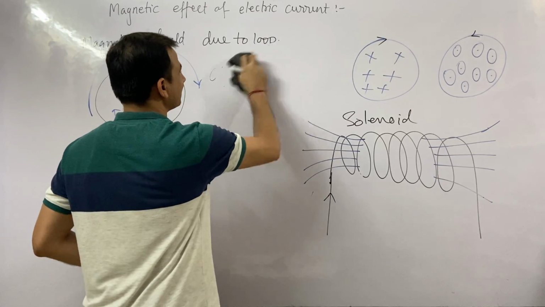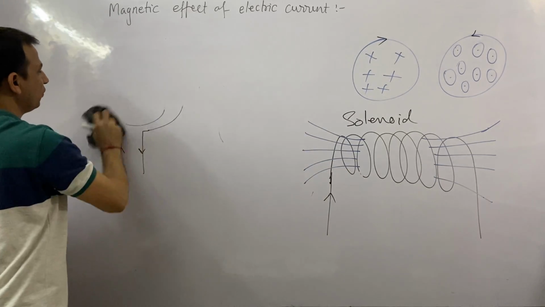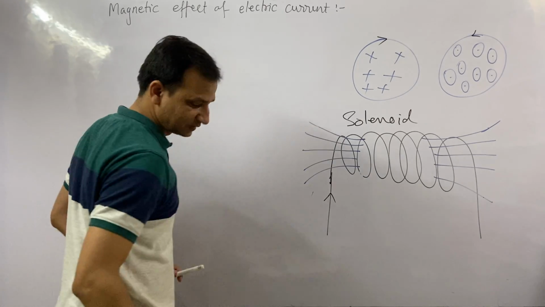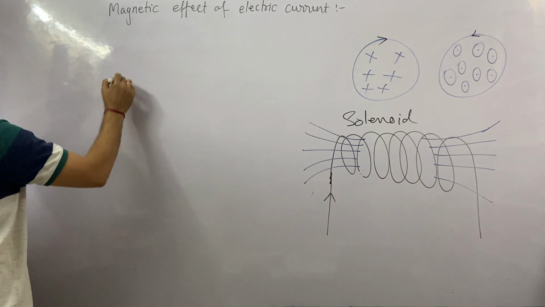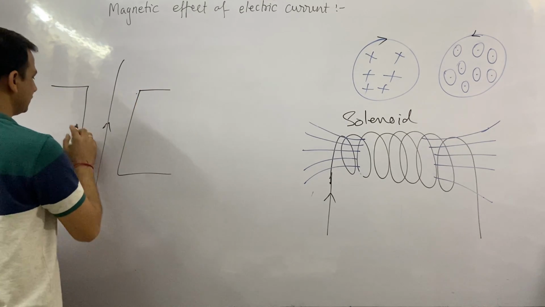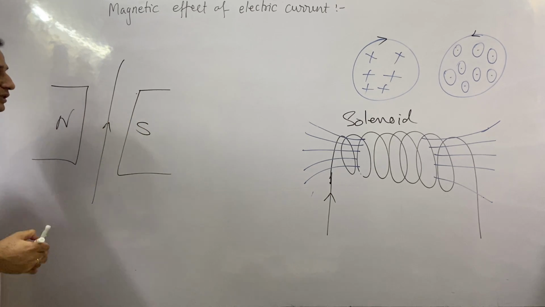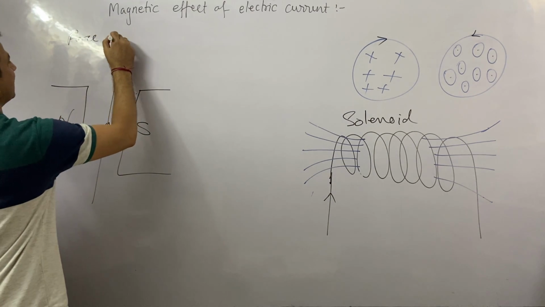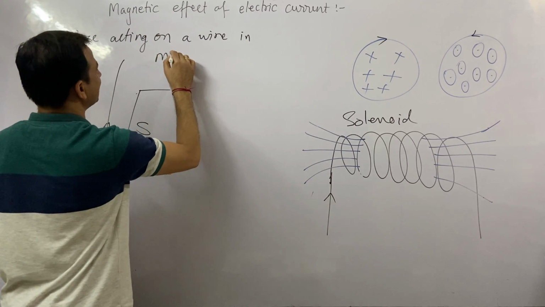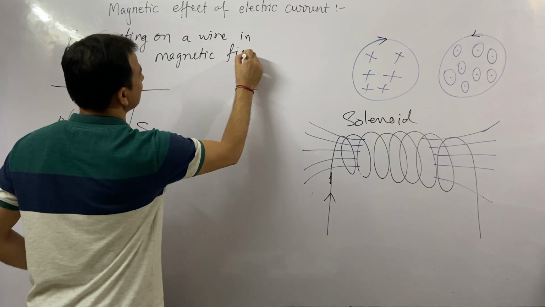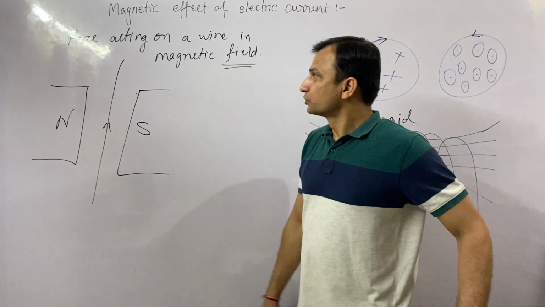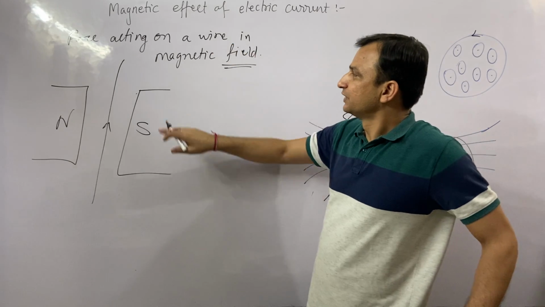Now let's go to the other topic, and the name of that topic is force acting on a wire kept in magnetic field. So imagine there is a wire, something like this, and it's kept between the two poles of the magnet. This is north pole, this is south pole. The name of the topic is force acting on a wire in magnetic field, and this wire is carrying current. I'm not writing that because it's too long. So, force acting on a wire carrying current which is kept in a magnetic field.